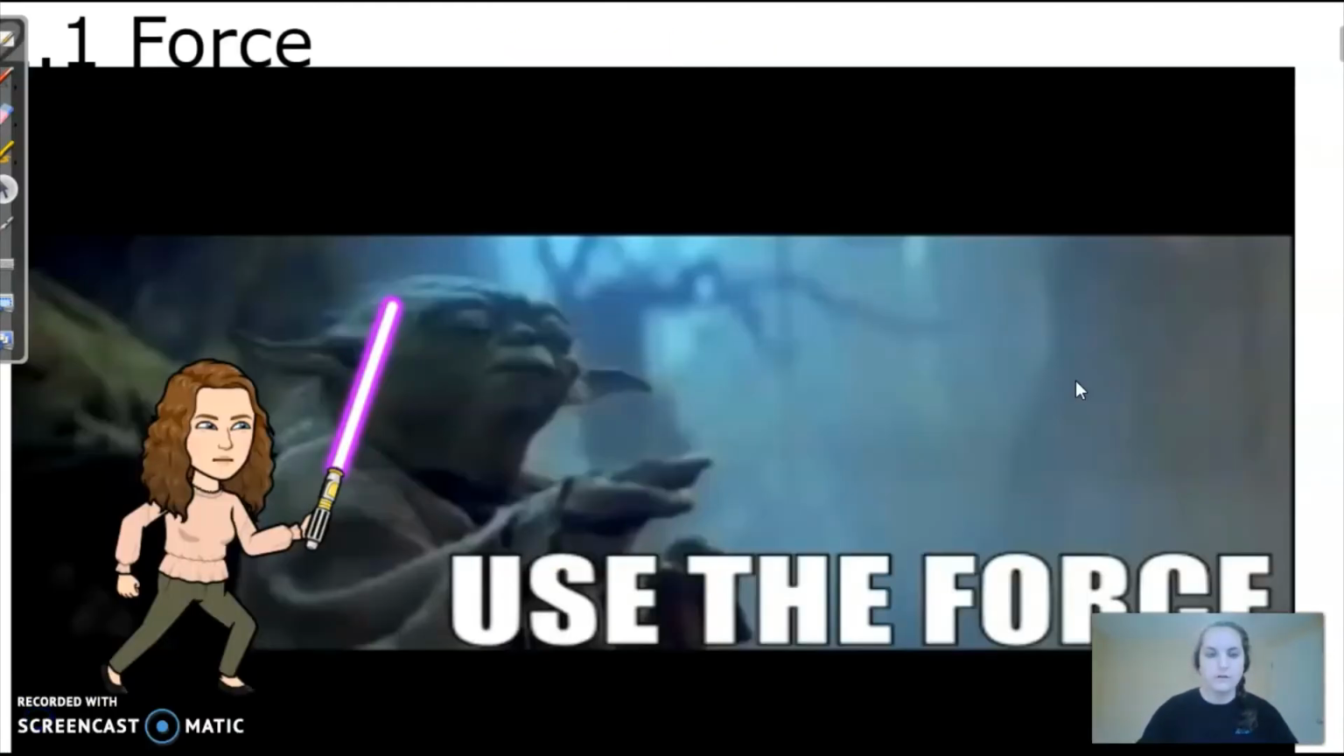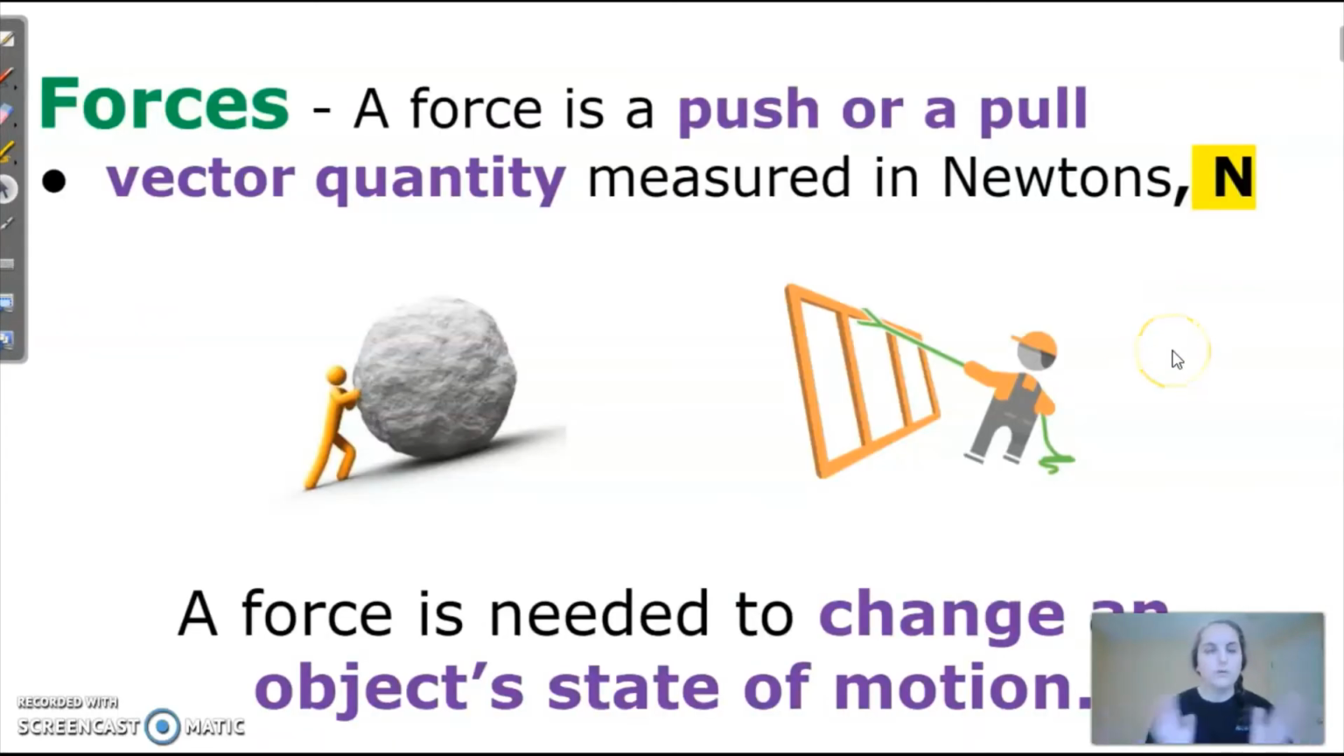Okay, so now let's start talking about force. A force is just a push or pull. Remember that forces are a vector quantity. They have both magnitude and direction, and forces are measured in newtons, which we represent with a capital N. A force is needed to change an object's state of motion.